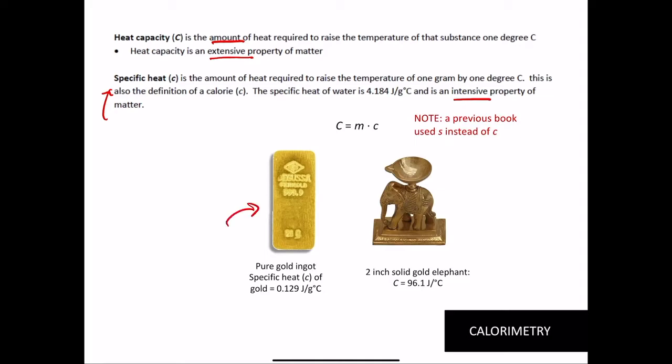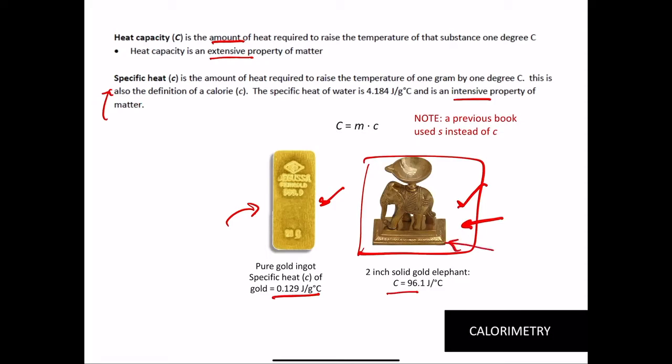So pure gold, because it's pure, can typically have a specific heat. It's 0.129 joules per gram degree Celsius. For things that aren't pure, it's harder to measure specific heats because you can't grind this up and have an amount of solid gold elephant. You're stuck with the solid gold elephant, this thing. And so heat capacity is more appropriate here. So big C, the heat capacity, is 96.1 joules per degree Celsius. So it takes 96.1 joules to raise this guy 1 degree Celsius.